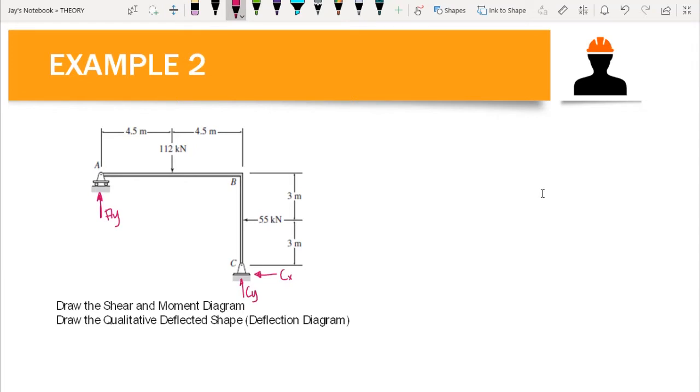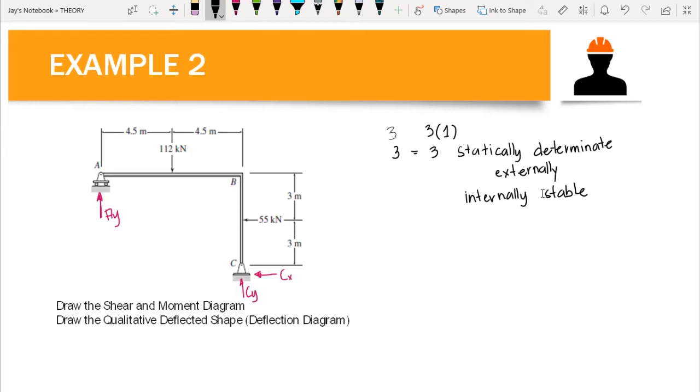This is determinate structure. If we try to compute the number of reactions, so we have 3 reactions. We do not have internal hinges. That means we do not have internal forces. Then we have 3 times the number of rigid member. So since we do not have internal hinge, that means we only have 1 rigid member. So we have 3 equals to 3. That means this one is statically determinate externally. Okay? But this is also stable internally, or internally stable, since we do not have internal hinges in the beam. So this is internally stable.